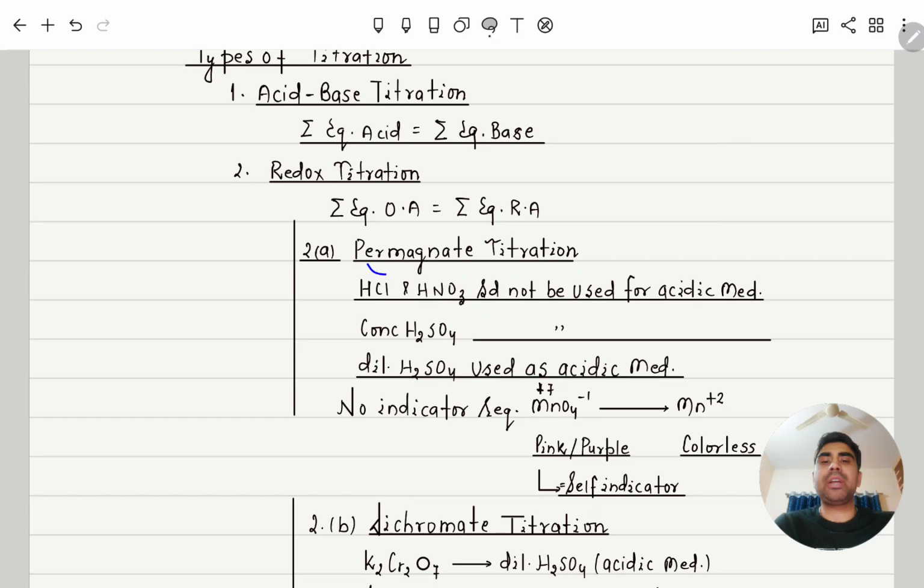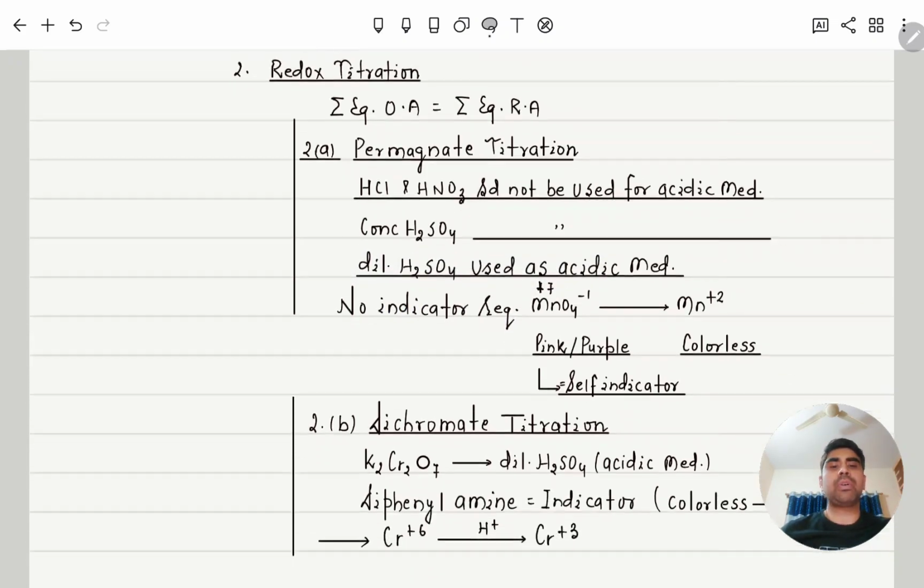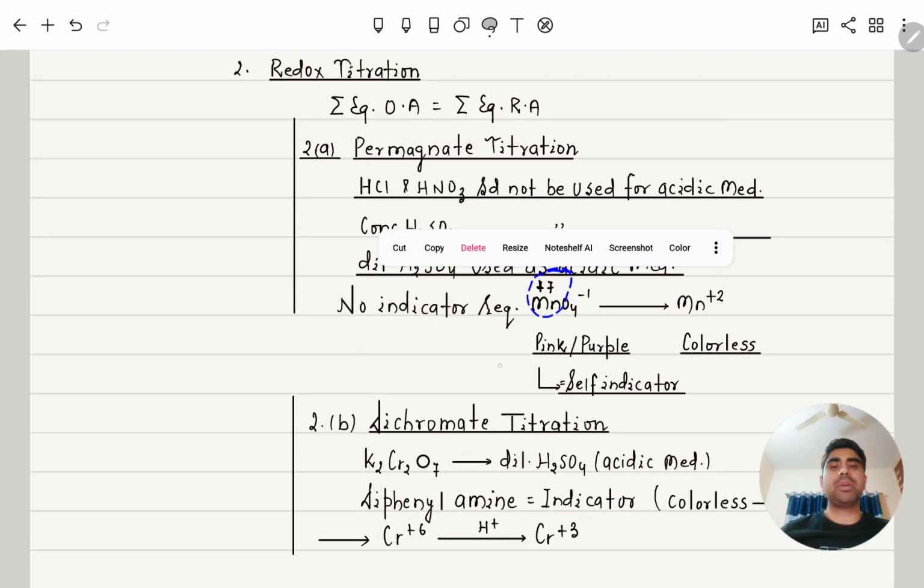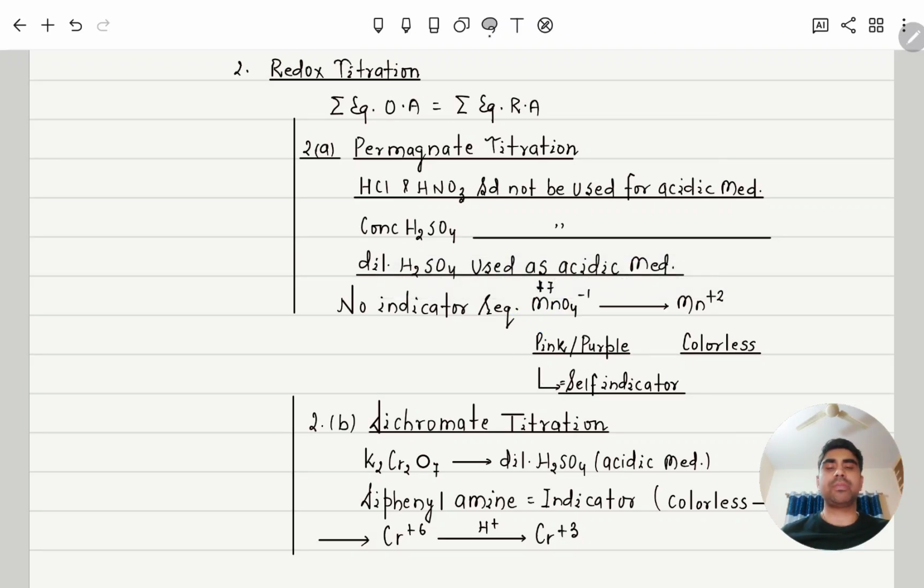That's why in permanganate titration we will not use HCl and HNO3 as the acidic medium, and we will not even use concentrated H2SO4, as I told you it is a mild oxidizing agent. So just for the medium we take dilute H2SO4, which provides just the medium for this permanganate titration. No indicator is required, because MnO4 minus at +7 is pink or purple, and going to +2 it is colorless. So it acts as a self indicator during titration.